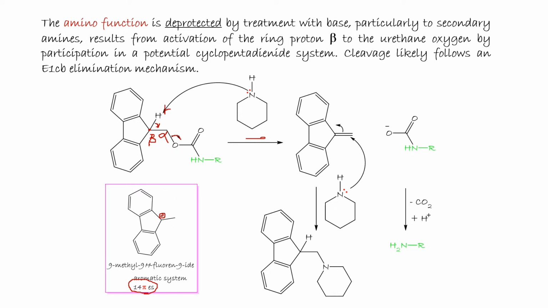elimination to form the carbamate, which loses carbon dioxide to form the amine back. For the double bond here, the amine will attack once again, a nucleophilic attack this time. Once again, the driving force is the formation of the carbanion, a stable carbanion, and that ends up with the formation of this compound.